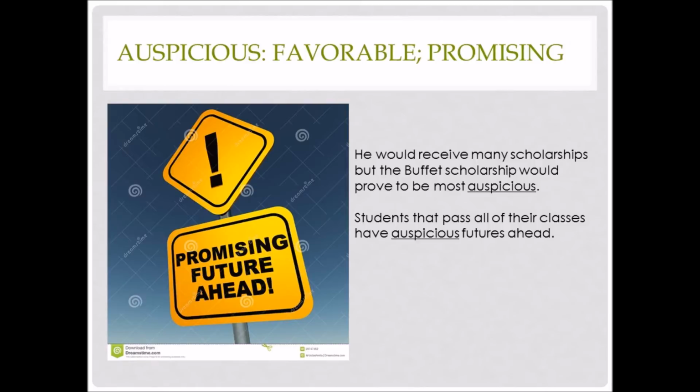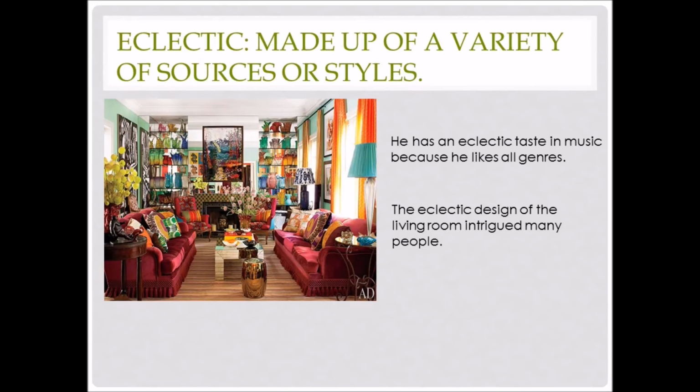But if you're ambivalent, you are unsure. Our next word is auspicious. Auspicious means favorable or promising. He would receive many scholarships, but the Buffett Scholarship would prove to be most auspicious. Or students that pass all of their classes have auspicious futures ahead. If something is auspicious, you are looking forward to it. Many people like a new year. They make New Year's resolutions so that their brand new year is looking auspicious. It's promising, you're excited about it. So anything you're excited about, it's auspicious.